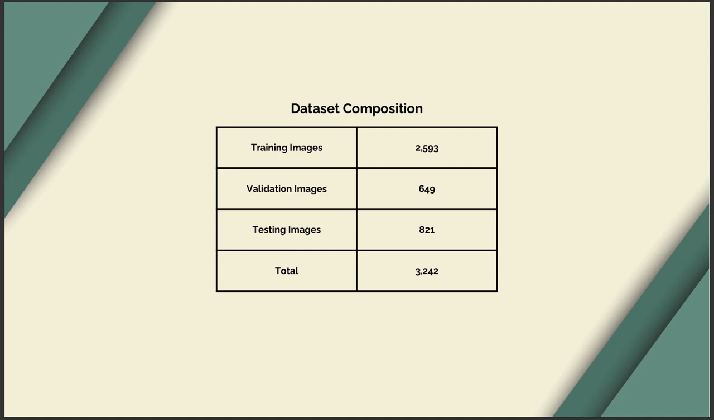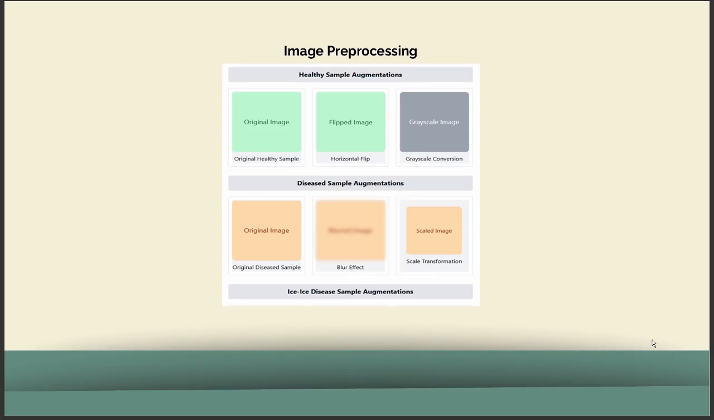For the dataset composition, 80% of the dataset was used for training and validation, with the remaining 20% for testing. The training set, containing annotated images of healthy and diseased seaweed, was further split into 80% training and 20% validation for accurate model evaluation. In image preprocessing, all images were resized to 320 by 320 pixels to keep a good balance between accuracy and speed.